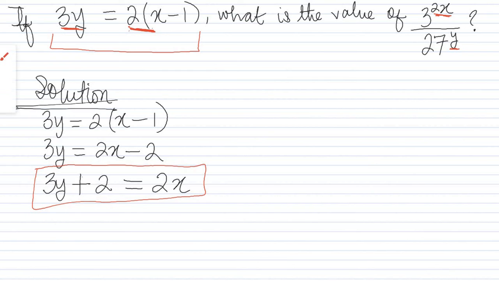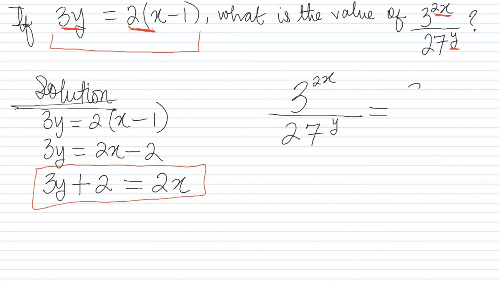And then we also have this part of the question where it says 3 raised to the power of 2x divided by 27 raised to the power of y. Now, since you're studying for the SATs, you already know that this is an exponent type question. The numerator of the fraction is 3 raised to the power 2x and the denominator is 27. There is a similarity between the numerator and the denominator.